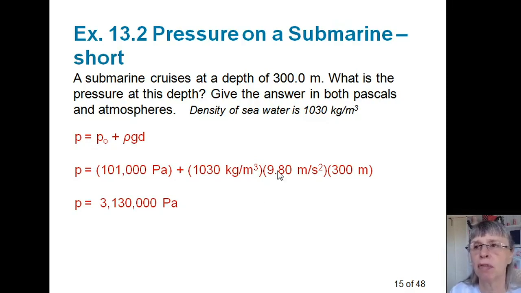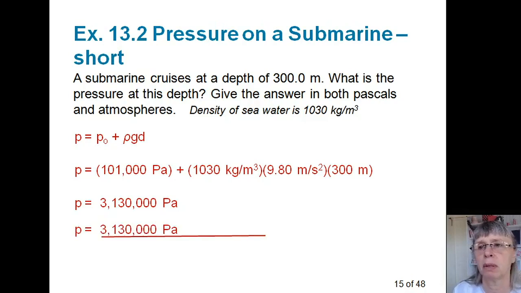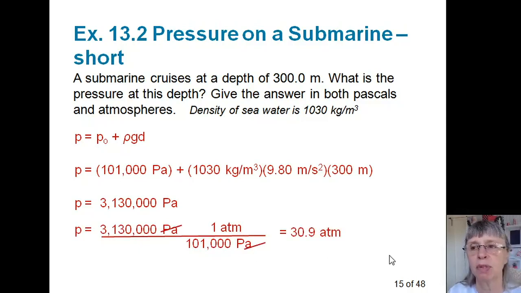Now if we want to convert that, because we're asked for pascals and atmospheres, if we want to convert this to atmospheres, we're going to need to divide by that ratio that 1 atmosphere is 101,000 pascals. So we're going to use our straight line method. So there's our pascals. We'll draw our straight line. And we know that 1 atmosphere is 101,000 pascals. So that's going to cancel the pascals, and we're left with just 30 atmospheres.